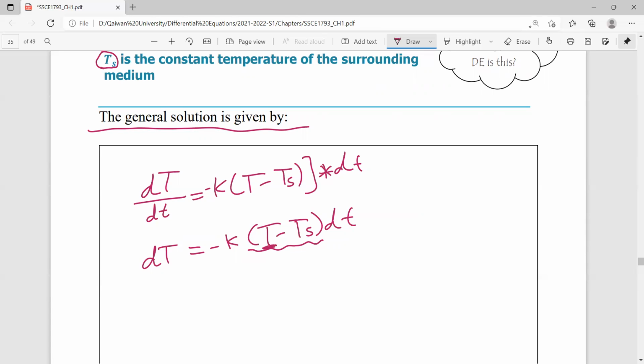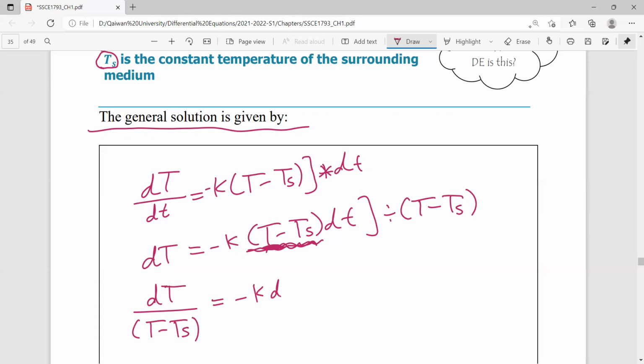Look, this one is the variable capital T, and dT is the differentiation with respect to t. And here, how do we remove this bracket? We divide both sides by T minus Ts, and what we get is dT divided by (T minus Ts) equals minus k dt.